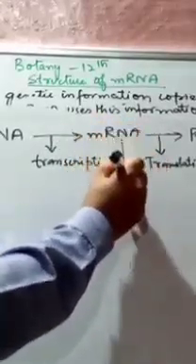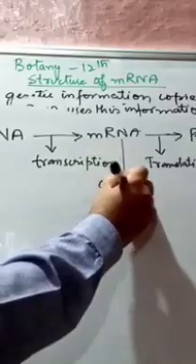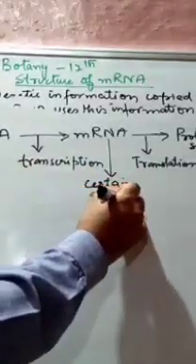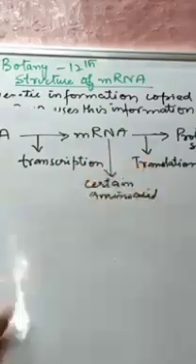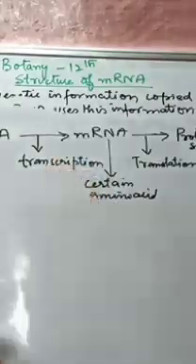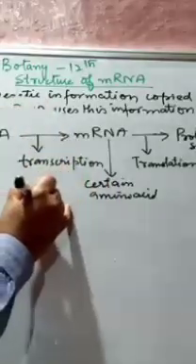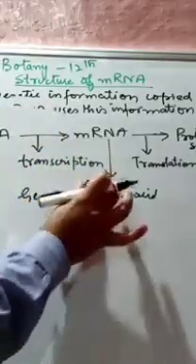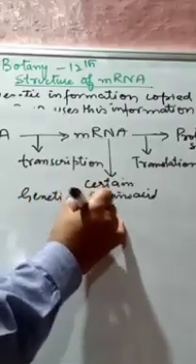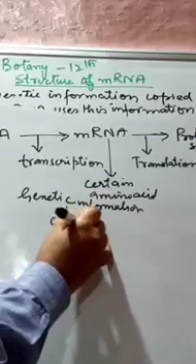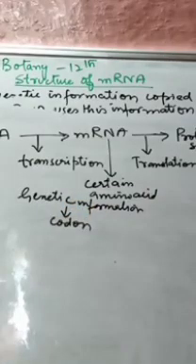This mRNA has the genetic information to code a particular amino acid. On mRNA there is genetic information, and that genetic information, to code a certain amino acid, is in the form of a codon.